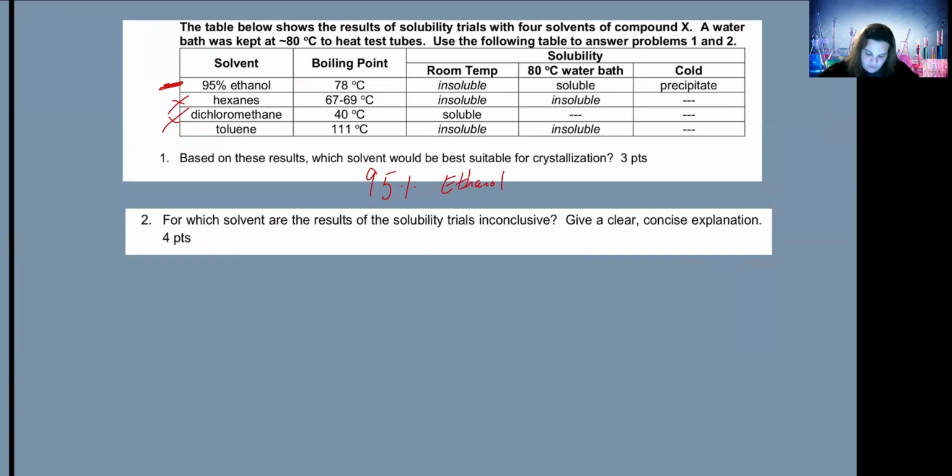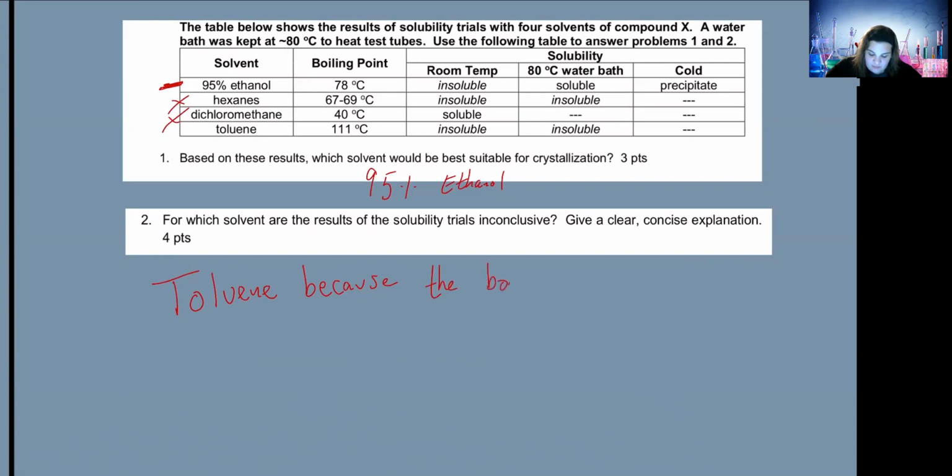Number 2, for which solvents are the results of the solubility trials inconclusive? Didn't we kind of answer this already? We made a really good observation, and I think that's the answer. So it's inconclusive for which solvent? Toluene. Make sure I spell it correctly. Toluene, because the water bath wasn't hot enough, right?